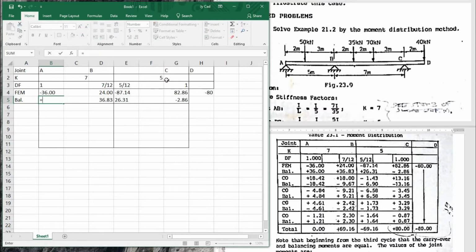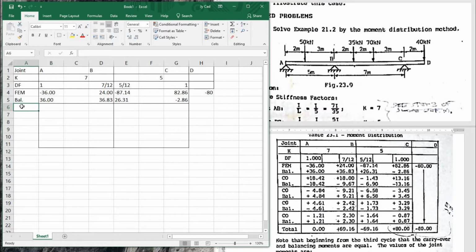So, that is simply negative times yan nasa taas. Okay? So, yun yung shortcut. Mapapansin nyo dito, sa balance moment, yung negative nung fixed end moment. Yan yun. So, negative 36 times negative, magiging positive 36. Positive 1842 times negative becomes negative 18.42. Okay? Now, let's go to the second cycle.